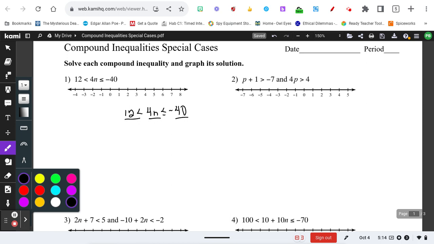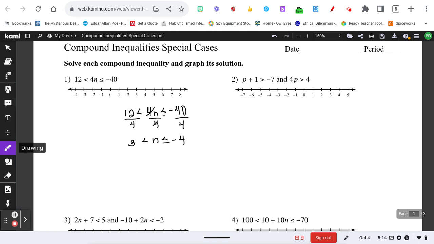All right, divide in the middle by 4, on the right by 4, and on the left by 4. So that's 3 less than n, less than or equal to negative 4. Okay, this is a special case because you see it has the larger number, but it's using less than symbols, okay? Then your smaller number is on the right side and it's using less than symbols still, okay? So you have to look at this. I'm going to break this up so you can see exactly what I'm talking about.